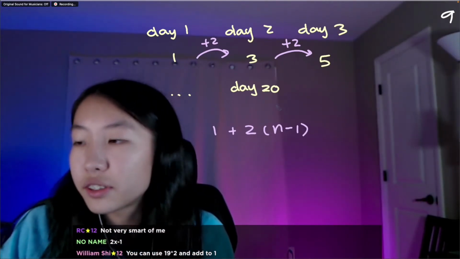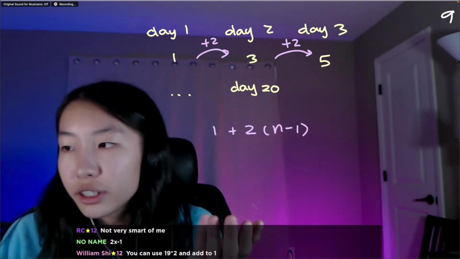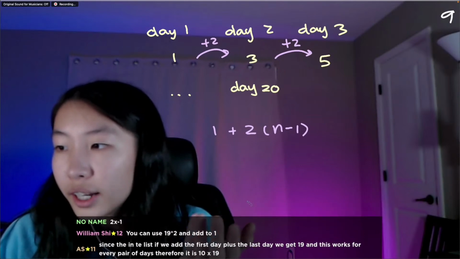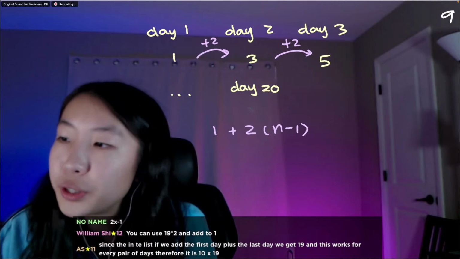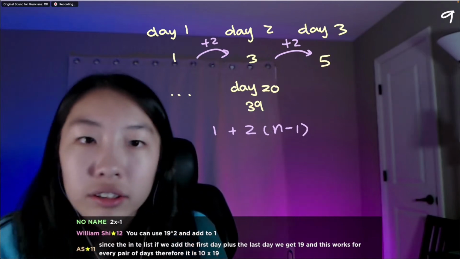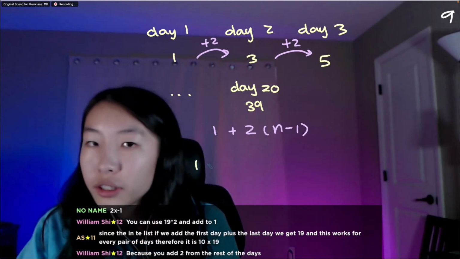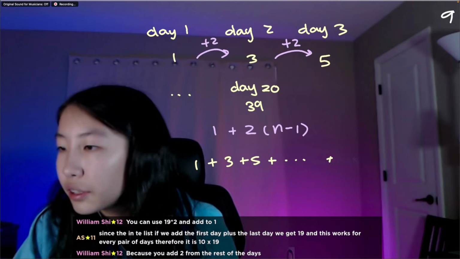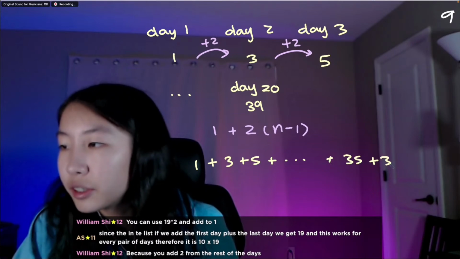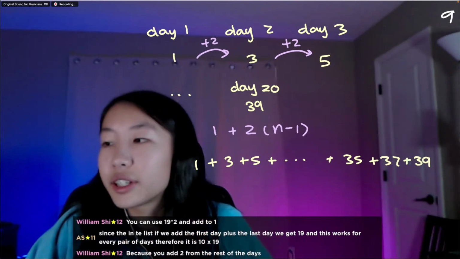But what that tells us is that the number of widgets we're going to sell on day 20, if we plug that in here, that is going to be 19 times 2, or 38 plus 1, which is 39. And so now what we're going to try to add is 1 plus 3 plus 5, all the way to 35 plus 37 plus 39. And so what do we notice about this kind of sum?